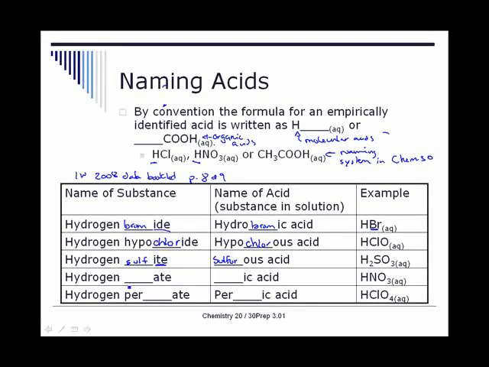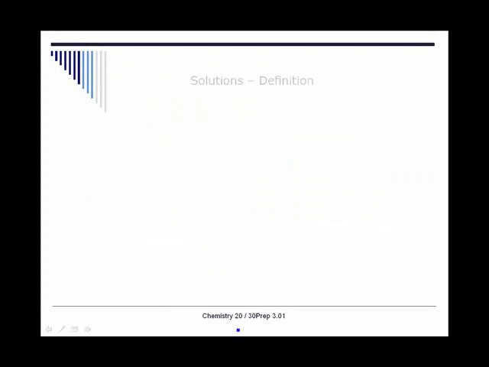For ate acids, for example hydrogen nitrate, it will be nitric. And per-ate acids, for example hydrogen perchlorate, will be perchloric acid. So it takes a while to get used to, but that's the naming scheme for acids. And like I said, most of them are in your data booklet on pages 8 and 9, so knowing the naming system isn't critical.